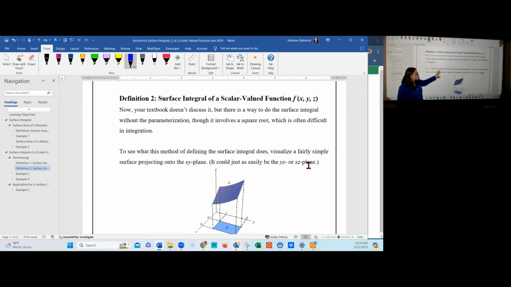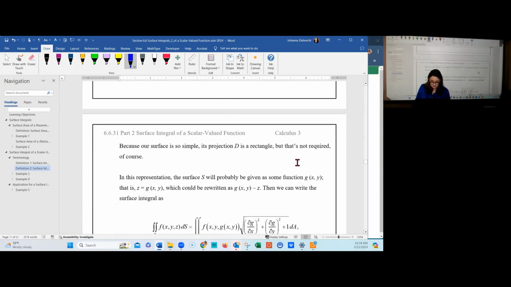In this second method of defining what a surface integral is, let's start with a fairly simple, straightforward surface in three-dimensional space. We can call it S, and it's projecting down into the XY plane. Now, it could just as easily project into the YZ or the XZ plane. It doesn't matter, but it's projecting into one of the coordinate planes. So we've got this region D down here. Because it's a relatively simple region, the region D is a polygon. So X is going from A to B and Y is going from C to D, which gives us basically a rectangle in the plane.